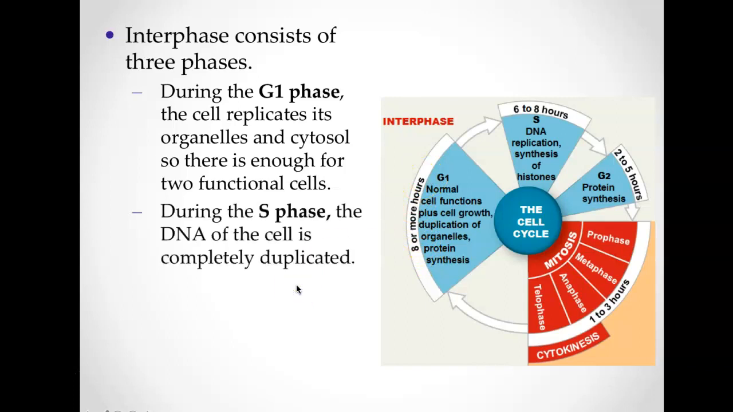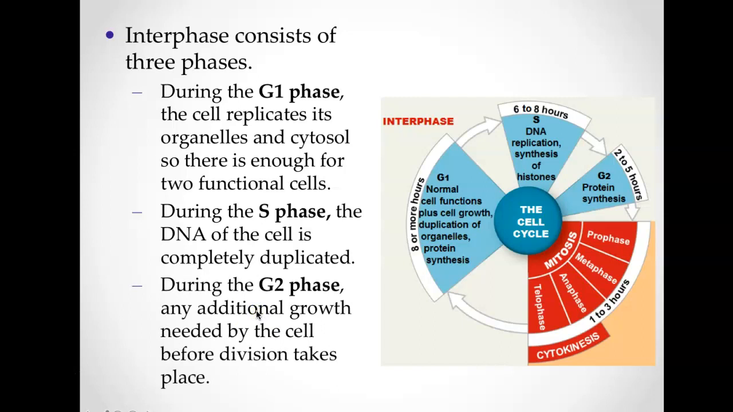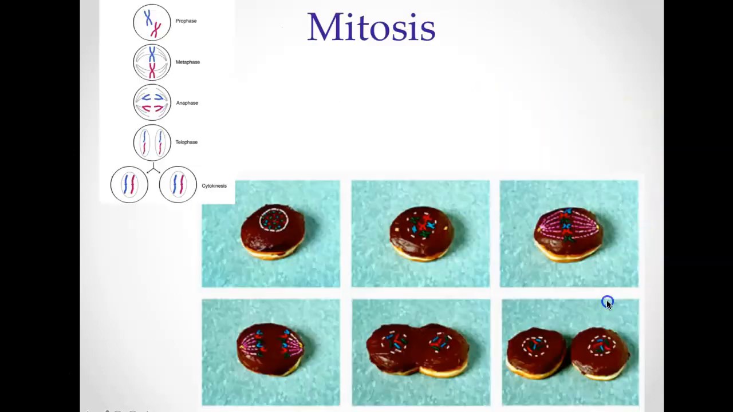During the S phase, DNA is going to be completely duplicated. What was our topic yesterday? DNA replication. DNA replication takes about 6 to 8 hours, just in general, on average. DNA replication happens during the S phase. And then the G2 phase is additional growth, preparation for mitosis, protein synthesis, all of that stuff. That's interphase, so you definitely need to know what happens during each phase of interphase. G2 takes about 2 to 5 hours. It depends on the cell. I don't like that I'm giving you hours here because it totally depends on the cell.